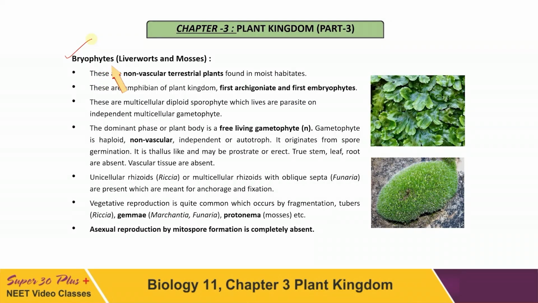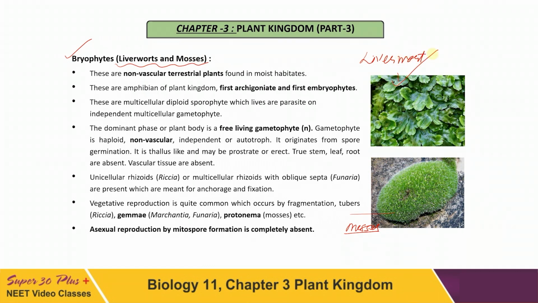Bryophytes include liverworts and mosses. In the rainy season, children, you have seen even in our surroundings these thalloid structures on moist walls, and a little more differentiated structure, a small plant hardly 1 centimeter in height, also seen in moist places. These are known as mosses, and this one, a liver-like structure, is known as liverworts.